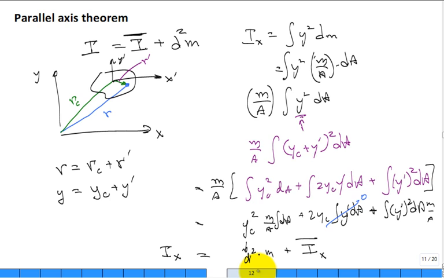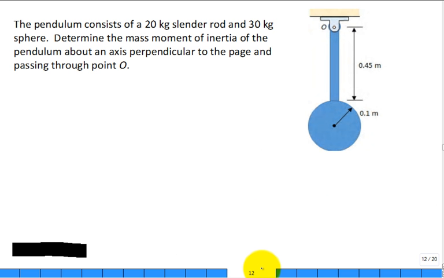All right, press forward. Here's a problem. We have a pendulum. It consists of a 20 kilogram slender rod. So this part right here is where it's going to rotate around point O, and the slender rod is right here. What's the length of that rod? 0.45 meters. And a 30 kilogram sphere. The sphere is centered right there. Its radius is 0.1 meter, and the mass is 30 kilograms. So they give us the mass of both the rod and the sphere.